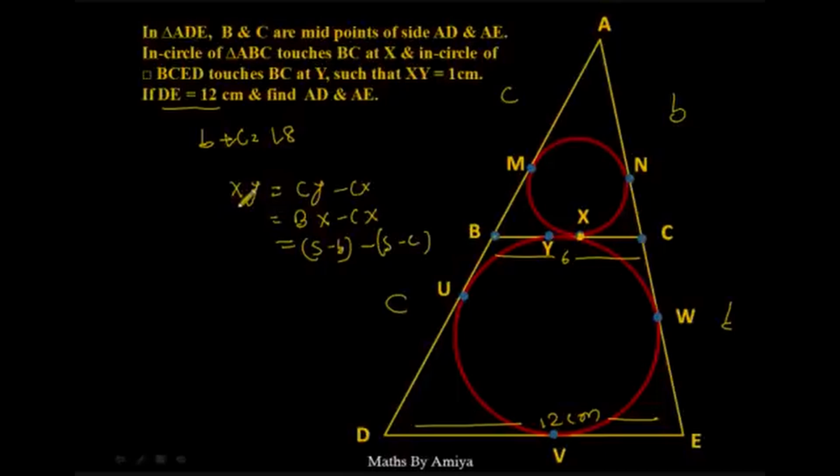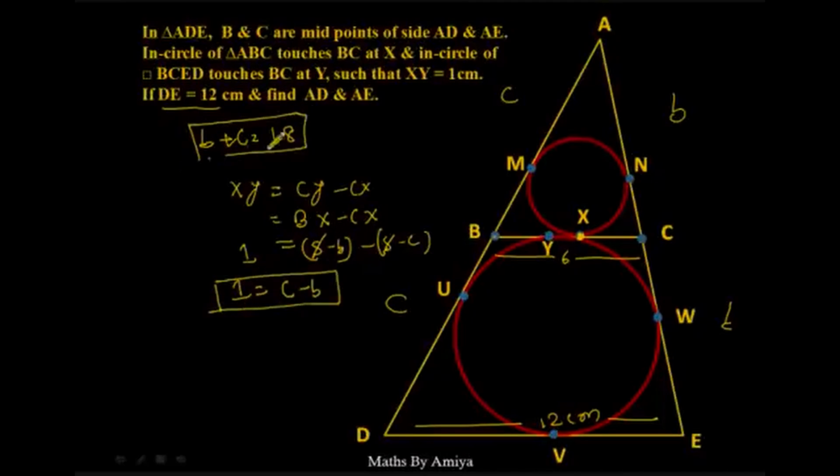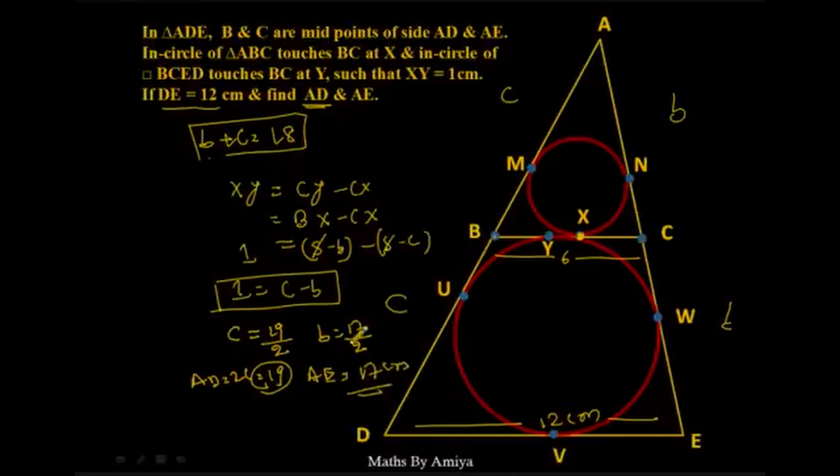And what is the value of XY? It is nothing but 1. If we open the bracket, the S cancels out, leaving C minus B. After solving B plus C equal to 18 and C minus B equal to 1, we have C equal to 19 by 2 and B equal to 17 by 2. But in this question we are finding AD. AD is nothing but 2C, and AD is equal to 2C, which is 19 centimeter, and AE is nothing but 2B, so AE is twice of B, which is 17 centimeter, and this is our answer.